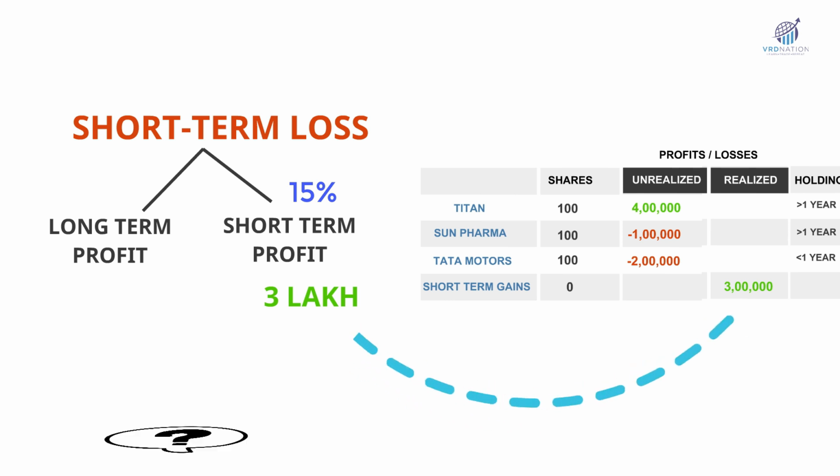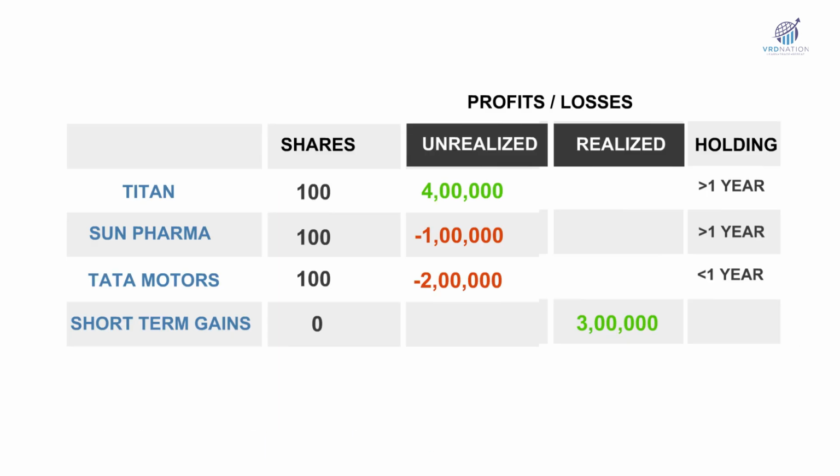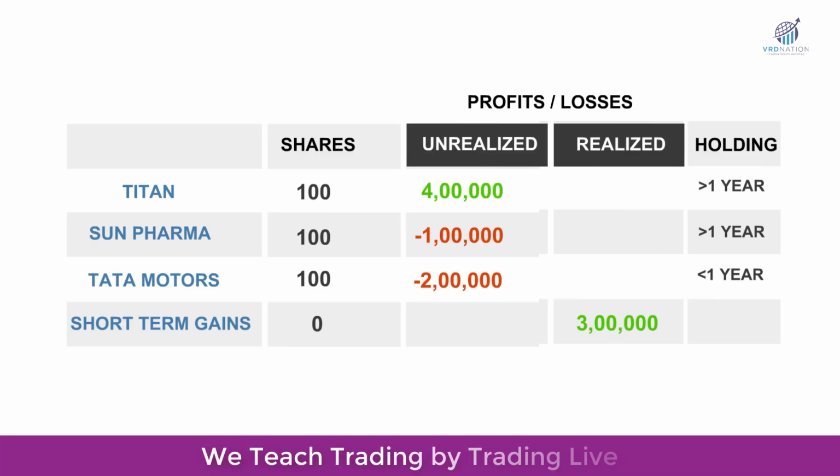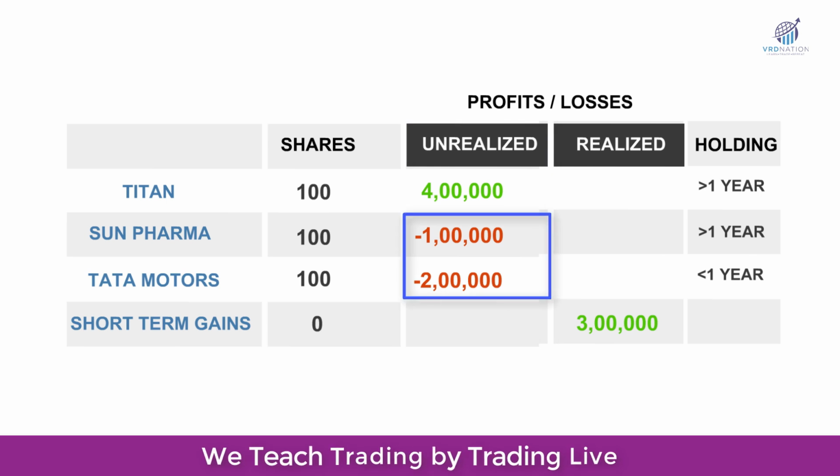Sounds crazy, right? Why would anyone intentionally incur a loss? But stay with me for a minute and it will all make sense, I promise. So let's first incur a loss, meaning that we will sell shares of a stock where we have unrealized losses. Now there are 2 unrealized losses here, one from Sun Pharma and the other from Tata Motors. Which one should we choose?